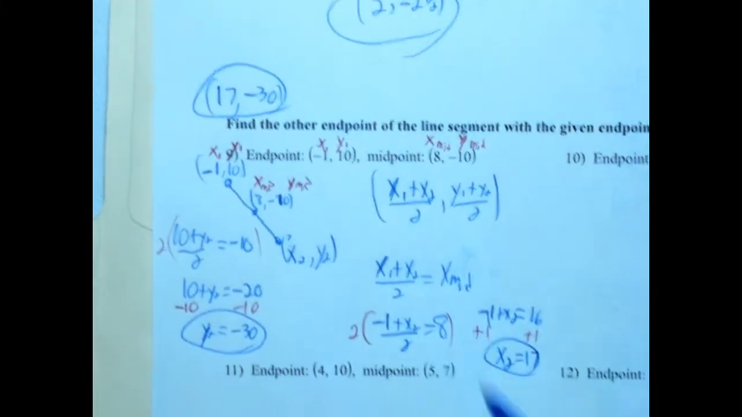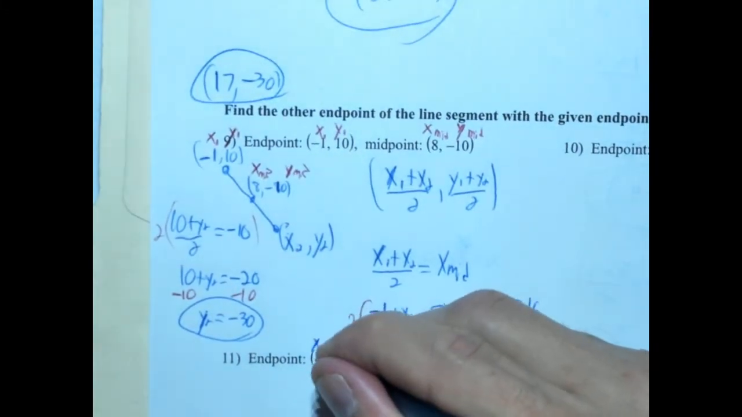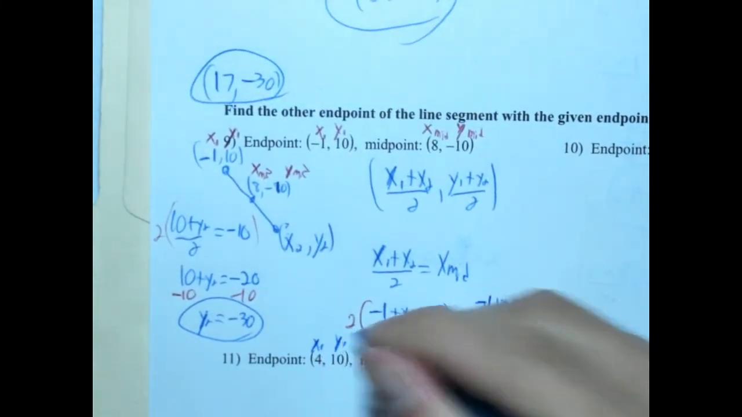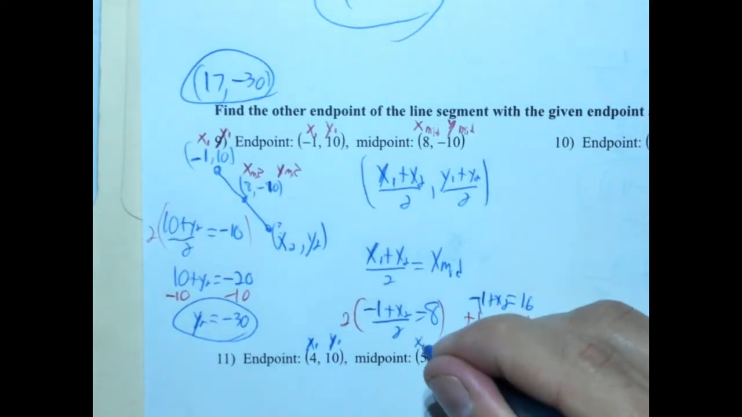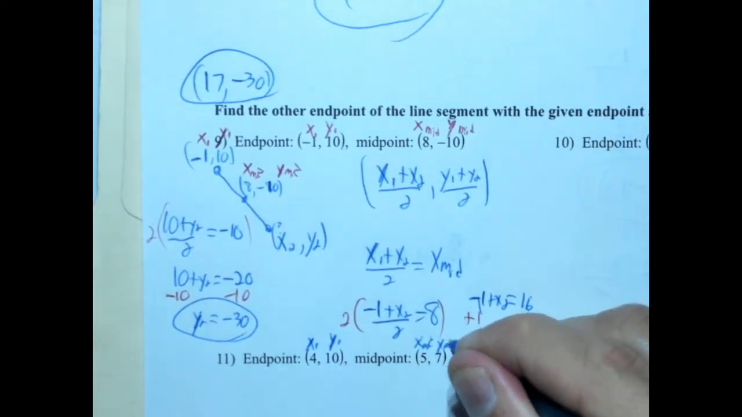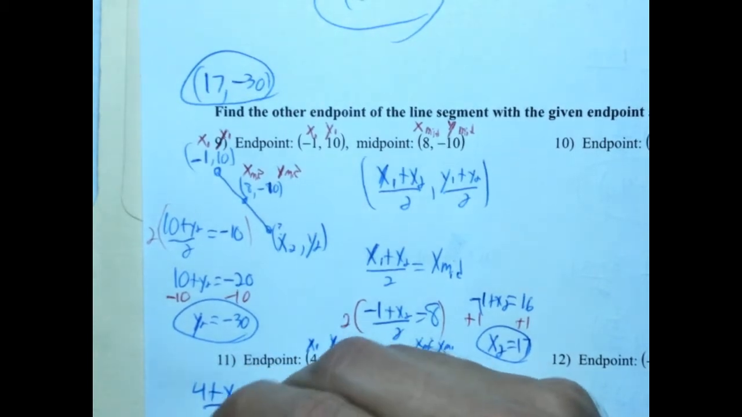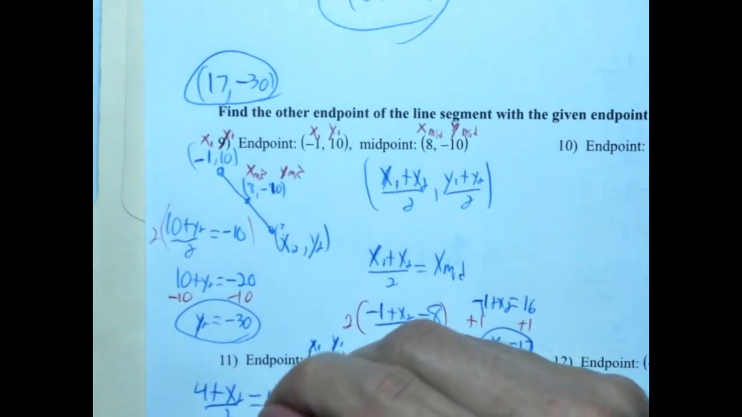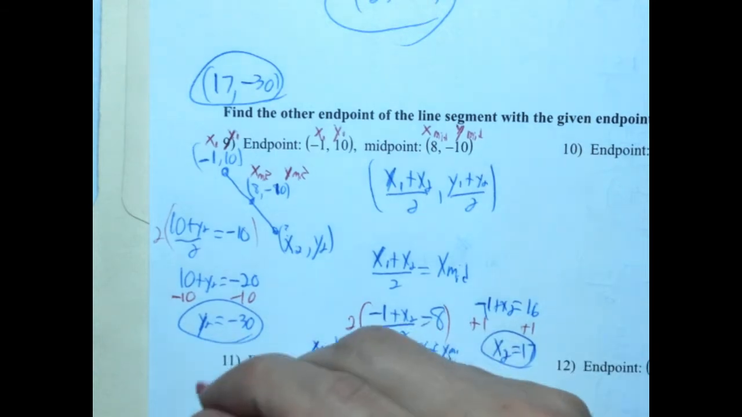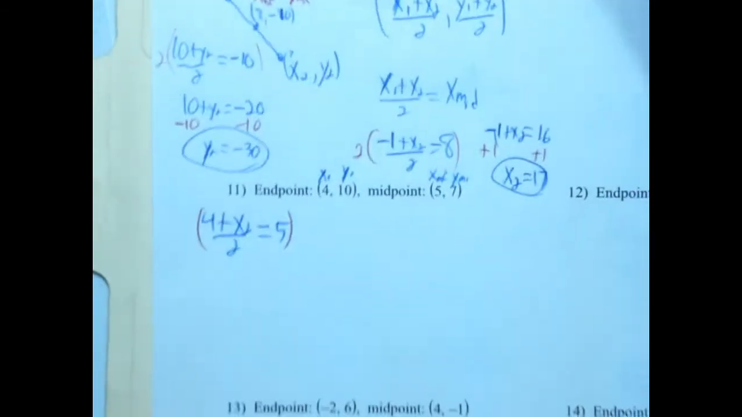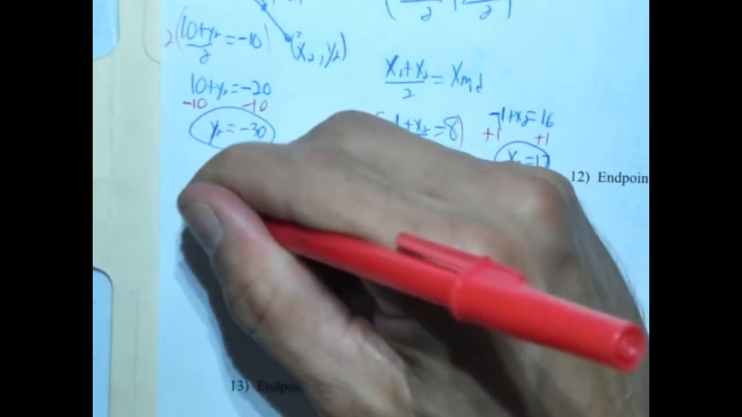That's number 9. Let's do number 11. So x sub 1, y sub 1. This is x sub mid and y sub mid. So 4 plus x sub 2 over 2 equals 5. Going to multiply both sides by 2. Oh, so you can see it. That'd be better, huh? Multiply by 2.